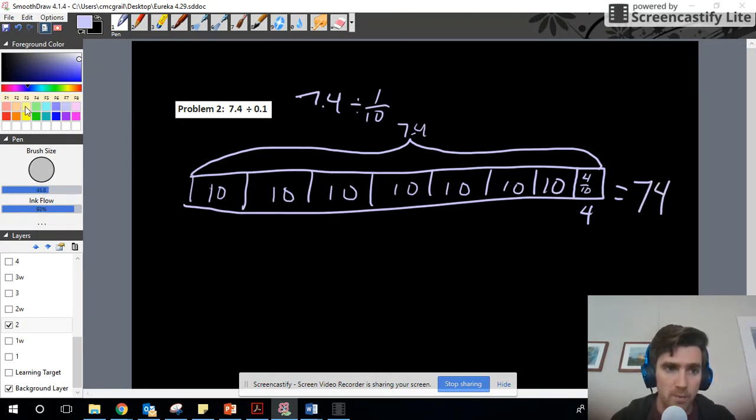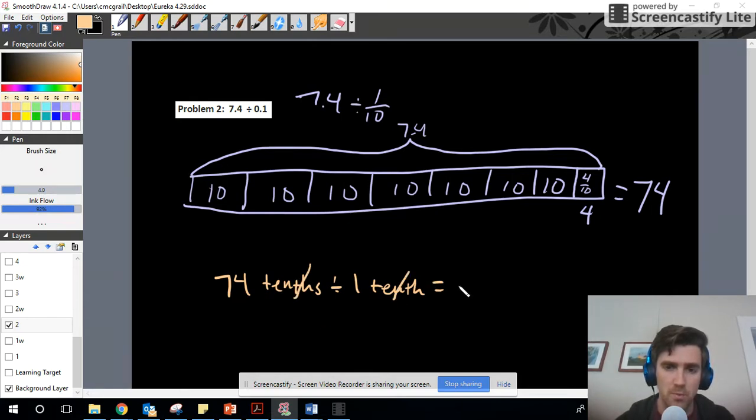The other way of doing that without the tape diagram is as follows. Since I'm again working with tenths, I am going to try and see how many tenths 7 and 4 tenths are. And 7 and 4 tenths is actually just 74 tenths divided by 1 tenth. And I can again cross out my units. 74 divided by 1 equals 74.